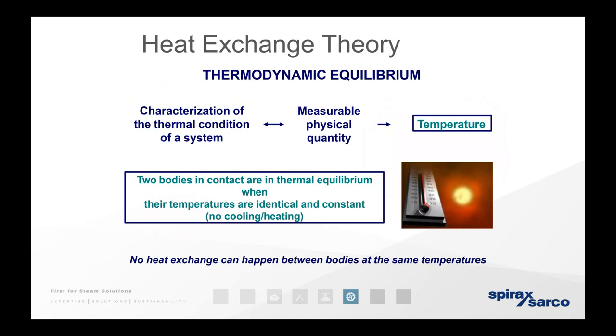So thermodynamic equilibrium, so characterization of the thermal condition of the system, measurable in a physical quality, so your load gives you your temperature. Two bodies in contact with thermal equilibrium, so this is your transfer, and their temperatures are identical and constant, so no cooling, heating. No heat exchange can happen between two bodies of the same temperature, so there's no exchange of energy. You have to have a pressure differential across a heat exchanger.